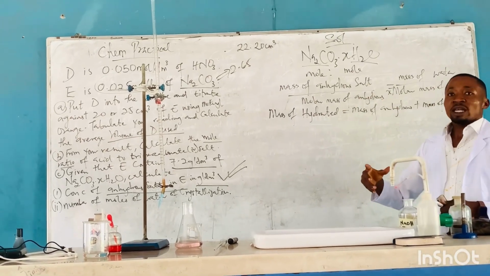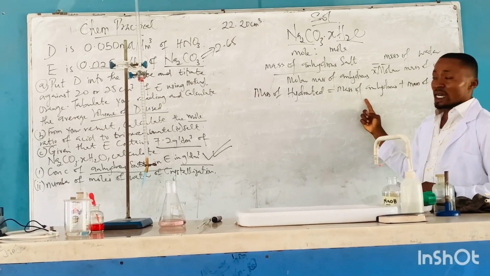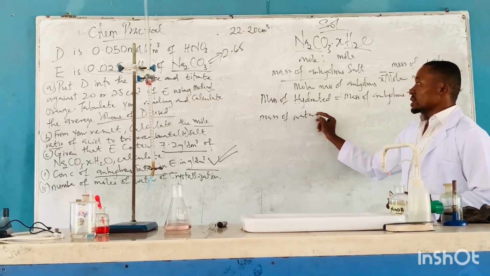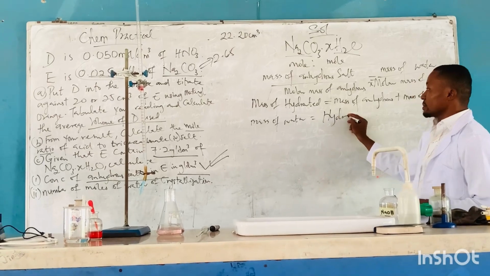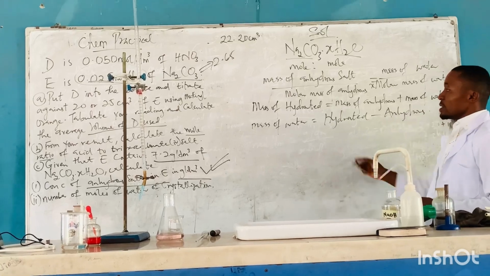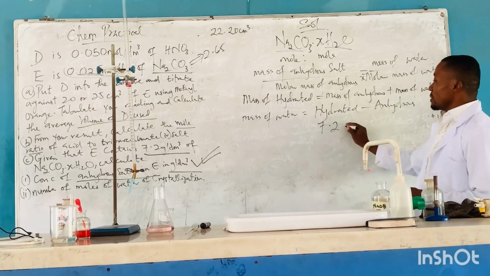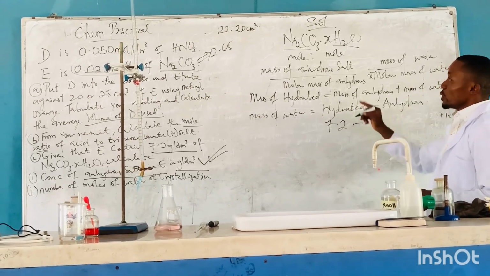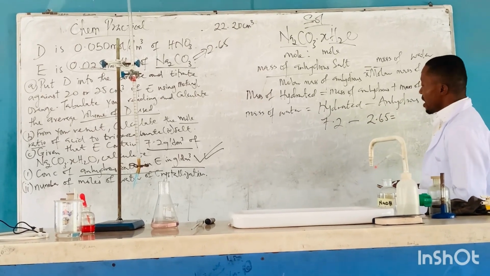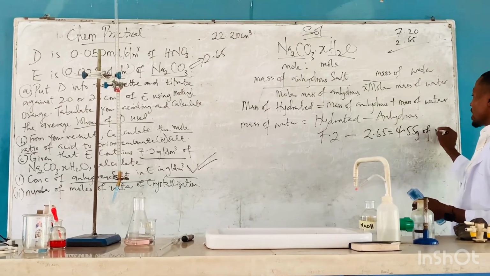Then I dry the cloth. If I dry the cloth, I will weigh the mass of the cloth. That's my mass of anhydrous, only the cloth without water. Then how do I get the mass of water? Then I say mass of water is equal to hydrated minus anhydrous. Do you get what I'm saying here? What is the hydrated one? 7.2 from the question. 7.2 minus what is the anhydrous salt that we got? We got 2.65 from our calculation. Okay, when you minus this, we have 7.2 minus 2.65. That will give us 4.55 gram of water.